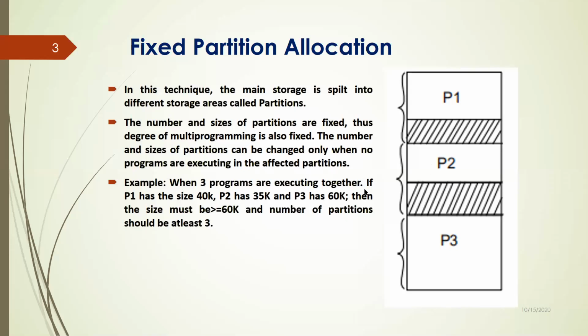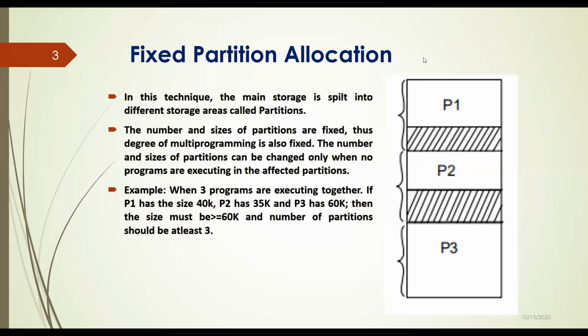When three programs are executing together, if P1 has a size of 40K, P2 has a size of 35K, and P3 is about 60K, then the size must definitely be greater than 60K. So the number of partitions should be at least three.